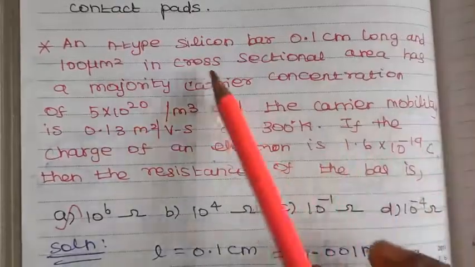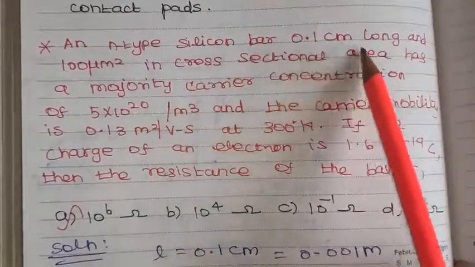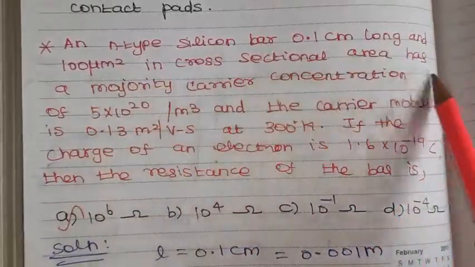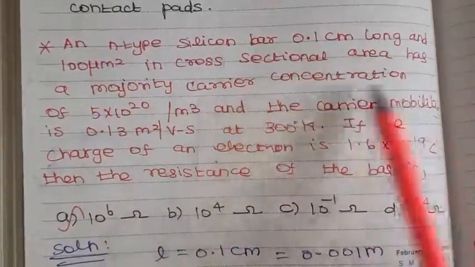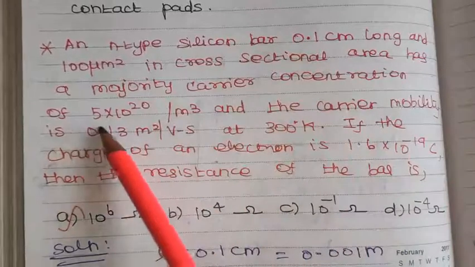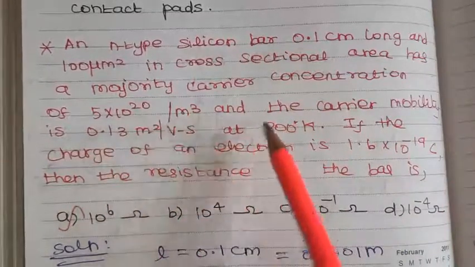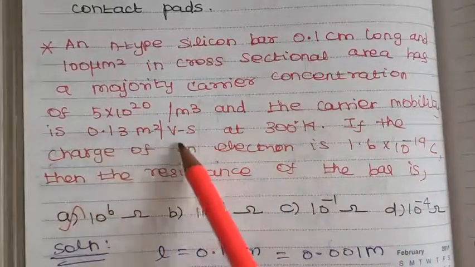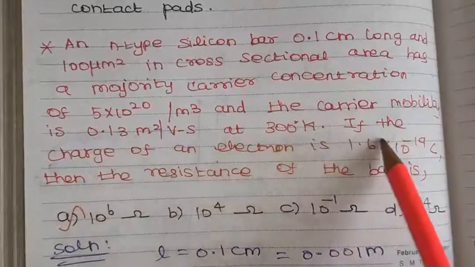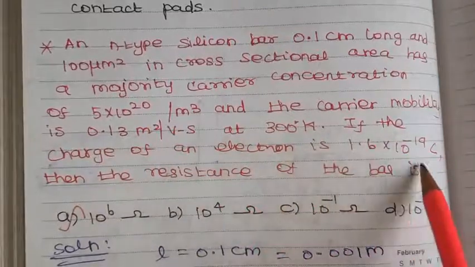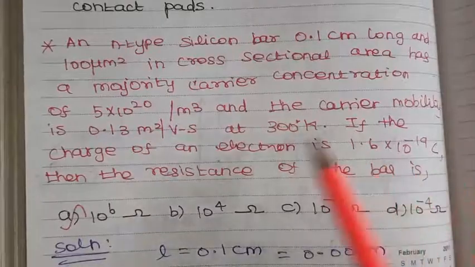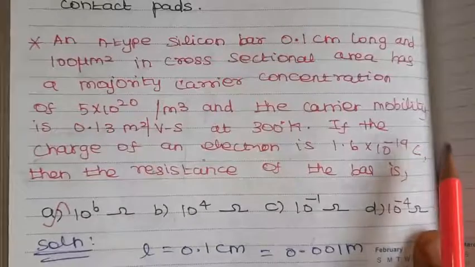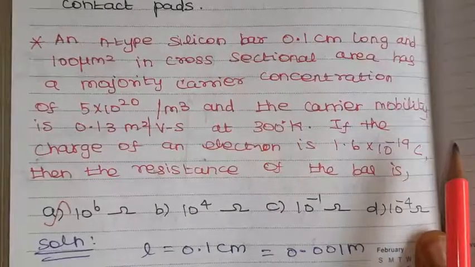Then, an n-type silicon bar 0.1 centimeter long and 100 micrometer squared in cross-sectional area has a majority carrier concentration of 5 into 10 power 20 per meter cube, and the carrier mobility is 0.13 meter squared per volt second at 300 degree Kelvin. If the charge of an electron is 1.6 into 10 power minus 19 coulomb, then find the resistance of the bar. All data is given, and we are going to find the resistance of the bar.